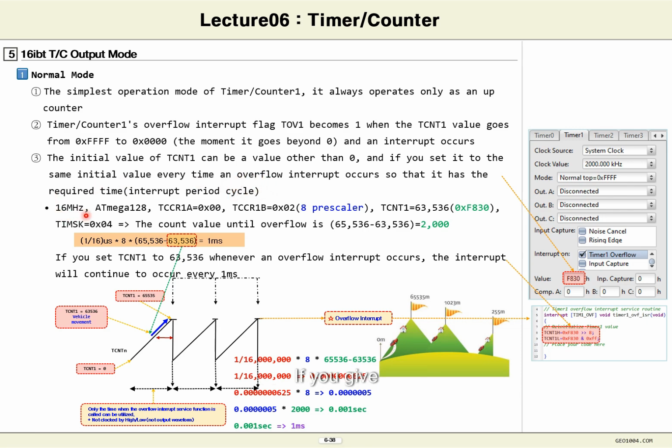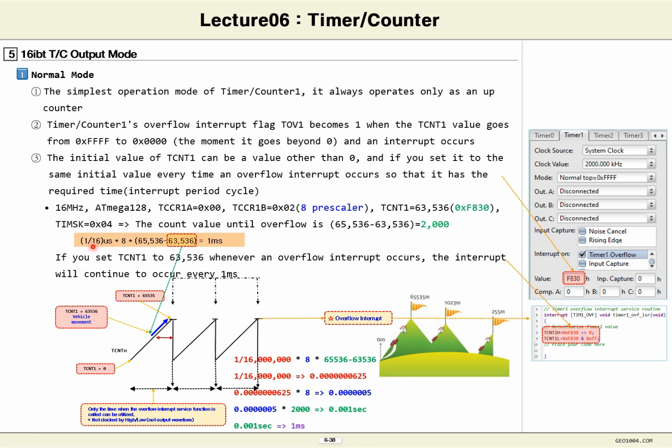If you give a 16 MHz ATmega128 TCCR1A 0x00 and TCCR1B 0x02, division by 8 will be set in this state. If the TCNT1 value is given as 63,536, it is 0xF830 in hexadecimal. And since we need to overflow timer count 1, let's assume that we set the TIMSK value to 04.